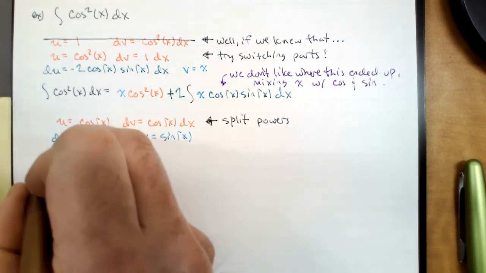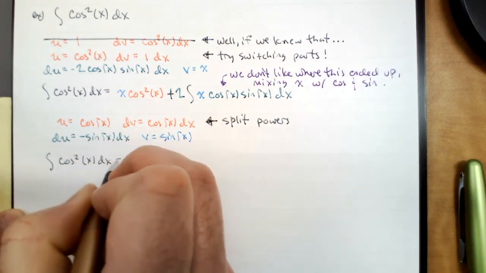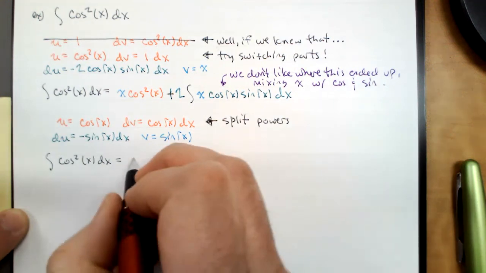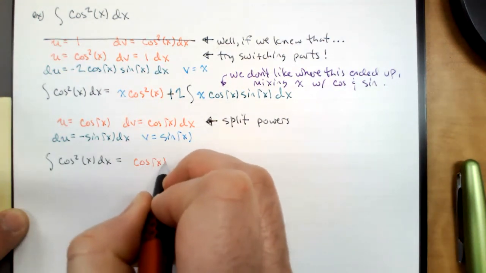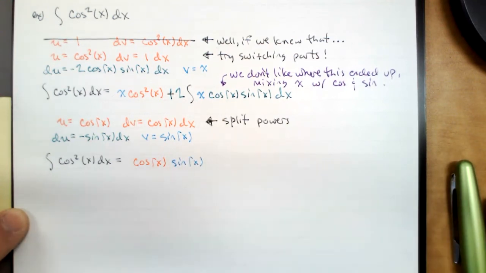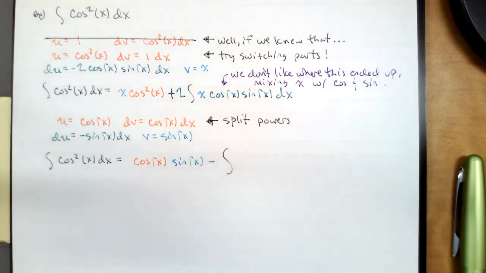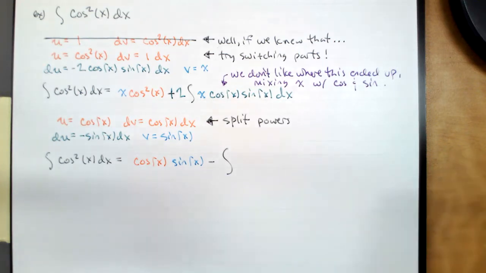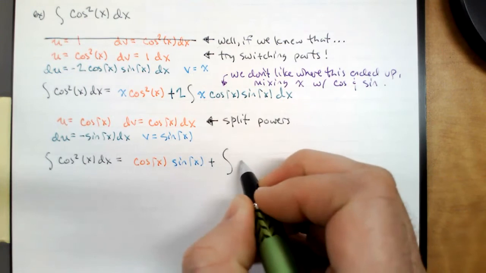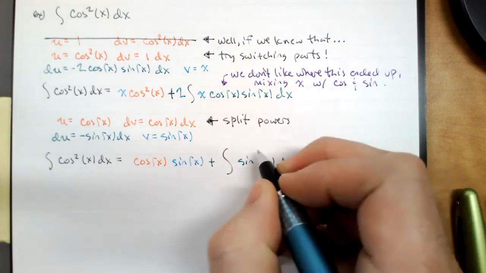Next step, put things together in the parts formula. So we're going to subtract the integral of sine times negative sine. So the negatives will cancel out. So I have negative sine, and it should be squared.